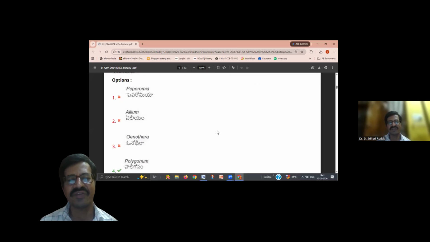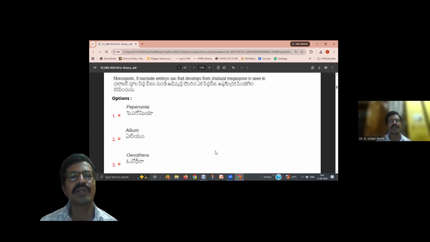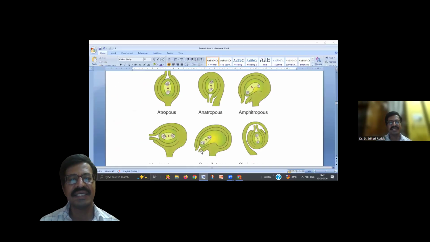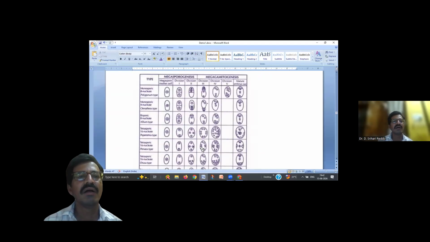Now they are asking about the monosporic type of embryo sac. There are 2 types: one is the Polygonum variety, another is the Oenothera variety. Allium is related to bisporic, and Peperomia is related to the tetrasporic type of female gametophyte development. So now we see the different types of embryo sac here. One is 8.